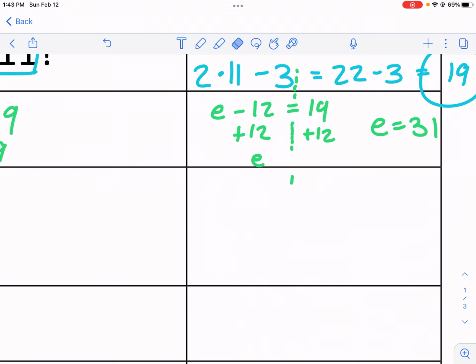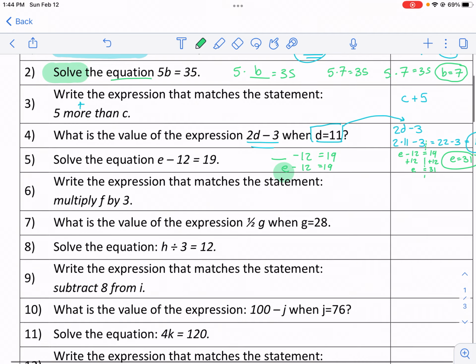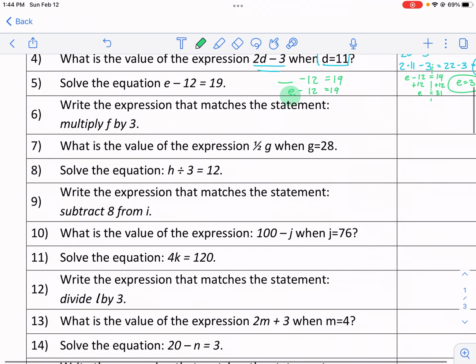So I'm going to erase here. Now I have my equal sign. e equals 19 plus 12. Well, that equals 31, and that's going to be my answer, 31. Whoops, e equals 31. I solved it. Okay, I found the value of the variable. Let's do a few more. I don't want this video to be incredibly long. Let's skip down to maybe some division.